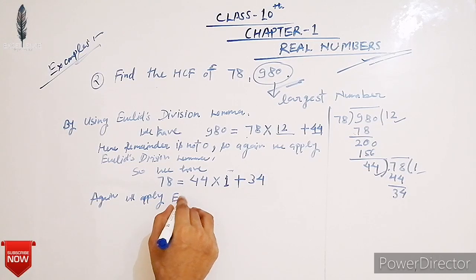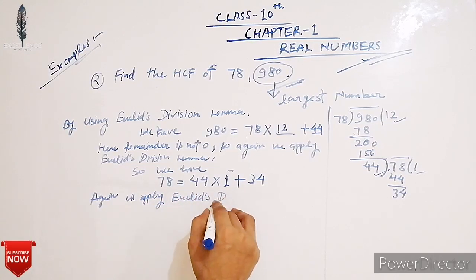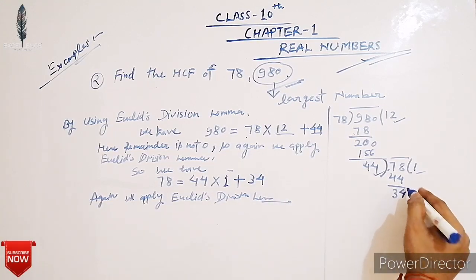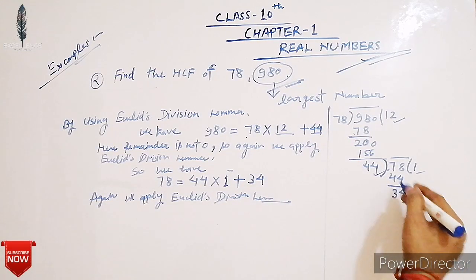Again we apply Euclid's division lemma. So we have here 44, here 1, here 34, here 10. So 44 is equal to 34 into quotient 1 plus remainder 10. Here again 10 is not equal to 0. So again we apply Euclid's division lemma.